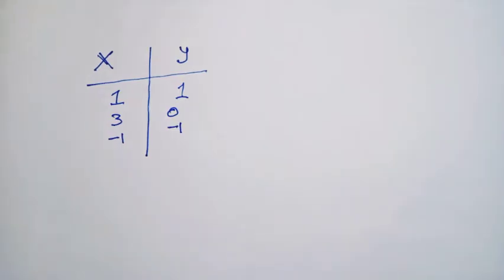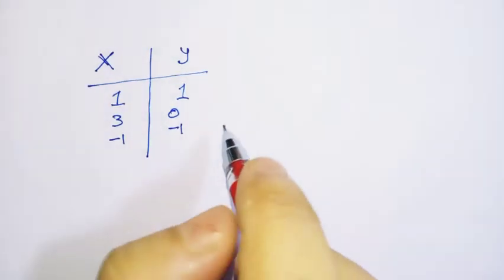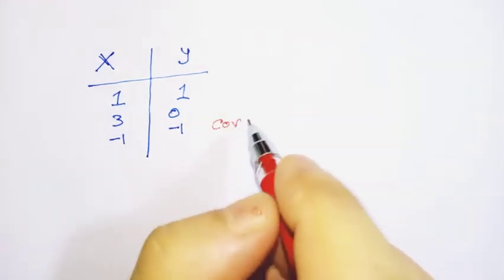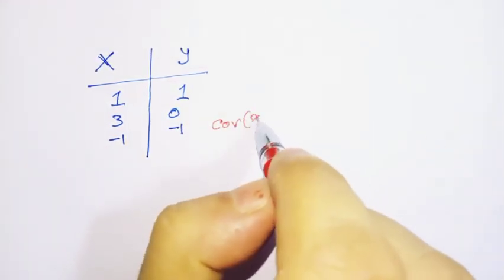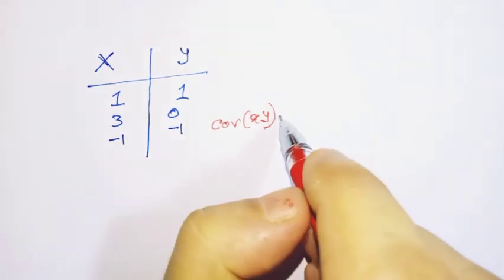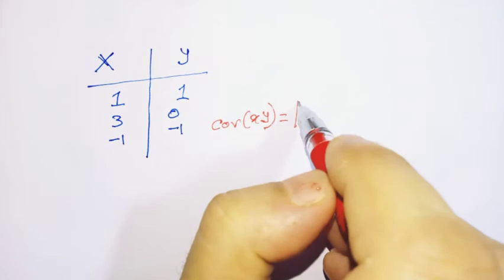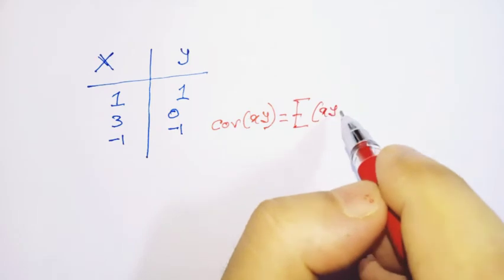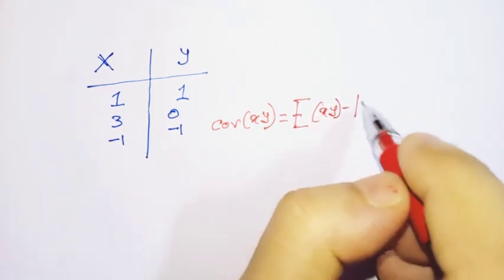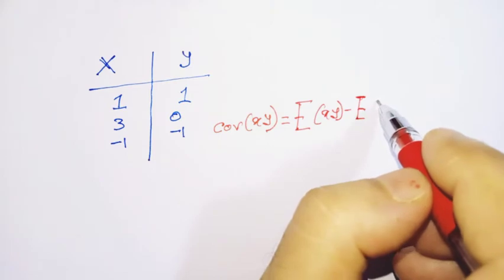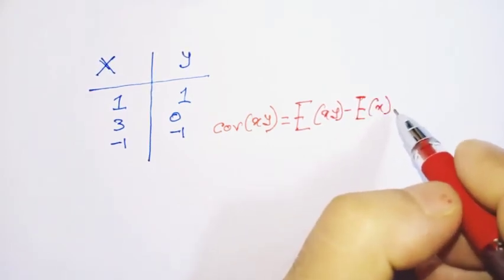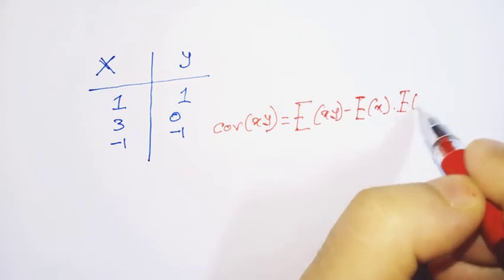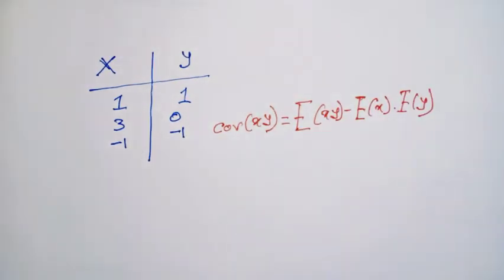Now I have to show you the formula for calculating the covariance. First of all, we will calculate the covariance between x and y. The covariance of x and y is basically the estimated value of x, y, minus the estimated value of the first variable, that is x, and the product of the estimated value of y. This is a nice formula through which we are going to do the calculation.